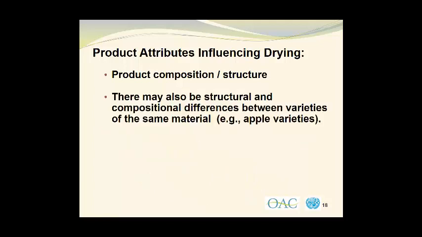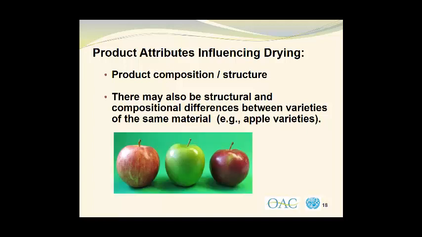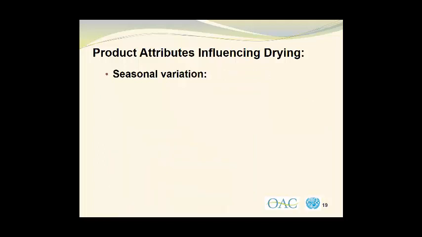There may also be structural and compositional differences between varieties of the same material, so let's consider some apple varieties. And here we have 3 apple varieties which are very common in Canada. On the left, we have a Royal Gala apple, in the middle we have a Granny Smith, and on the right we have a Macintosh, or Mac as it is often called. Each one of these apples has a different texture, and they will dry differently, and it will give you a different final product texture. We can also have seasonal variations.